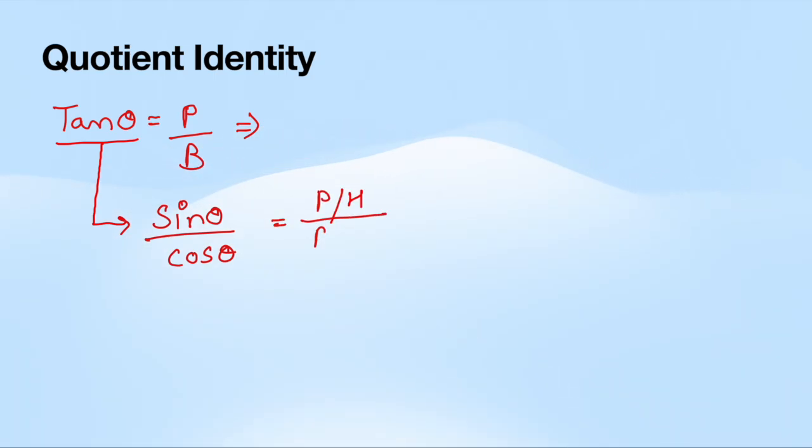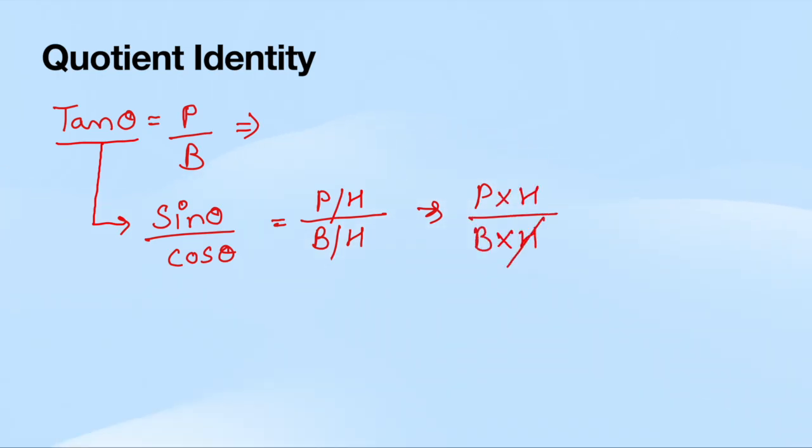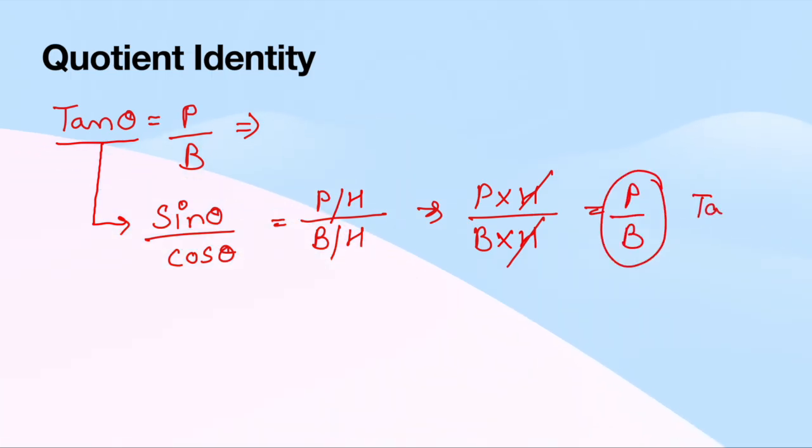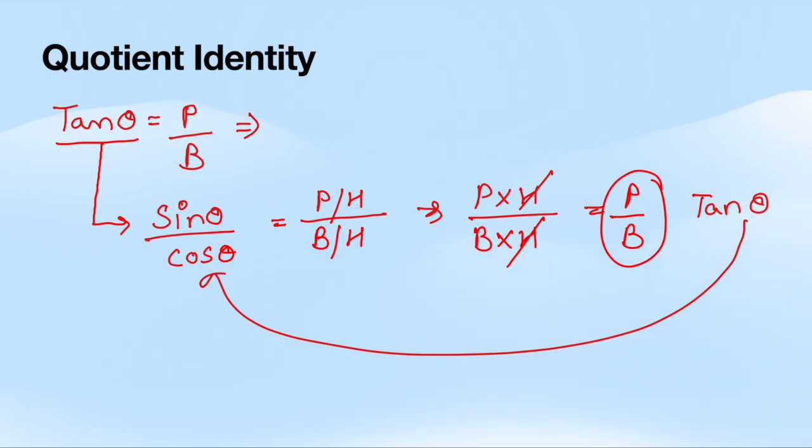Cos theta will be B by H. So it will be P into H by B into H. We can cancel out this and this. Finally, I am getting P by B, and that is equal to tan theta. Hope it is clear. It means tan theta can be written as sine theta by cos theta. This is my quotient identity.